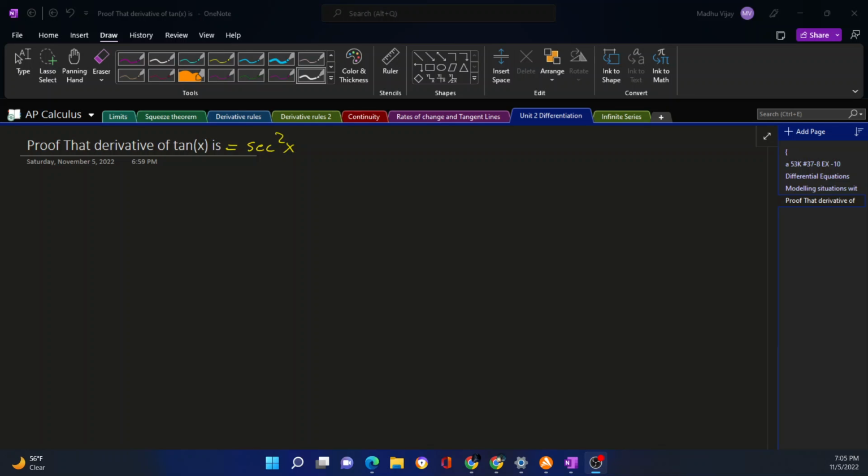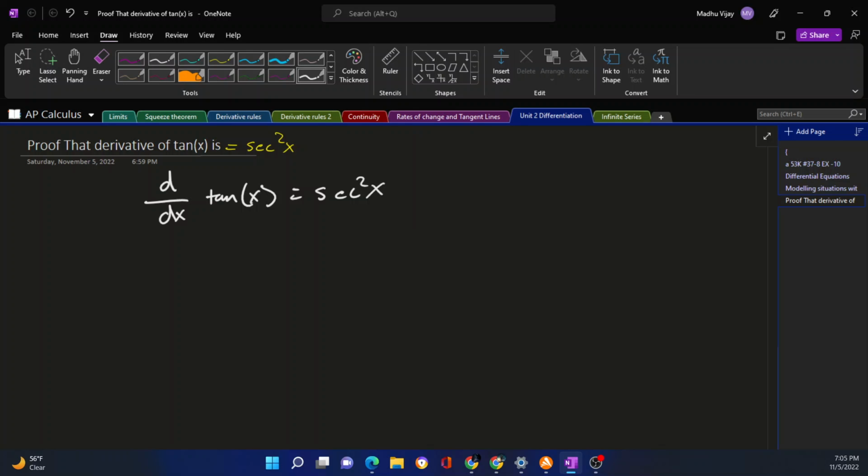Hello all. Today we will be doing one of the more interesting proofs in differential calculus. We will be proving that the derivative of tan x is equal to secant squared x. So here we go. To start off, we know that the derivative of tan x is equal to secant squared x. So we will be proving this to be true.